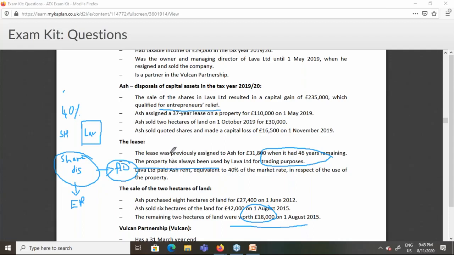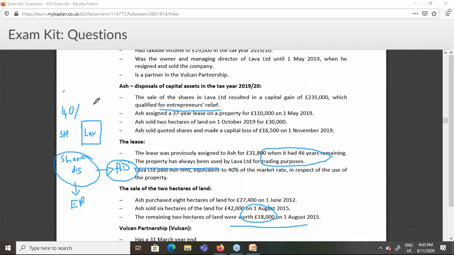And the third important condition is, Ash should not charge a rent for allowing Lava Limited to use it for trading purposes. Ash should not charge a rent. It has to be actually free of charge, and Lava Limited should be able to use the asset without paying any rent to Ash. But in this instance, a rent is paid to Ash. However, he is not paid the commercial rent.